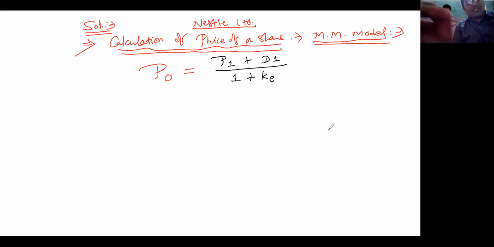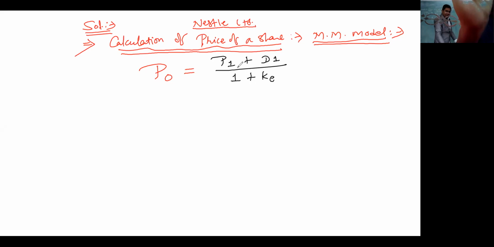So it's very simple. First, the company name we have written here. What we have to find out is the calculation of price of a share under the MM model. So how to calculate the price of a share? The formula is P0 equals P1, the market price of a share at the end of year 1, plus dividend at the end of year 1, divided by 1 plus Ke. This is the common formula which you have to remember. It is not for an exam, but remember it. So this is the formula.